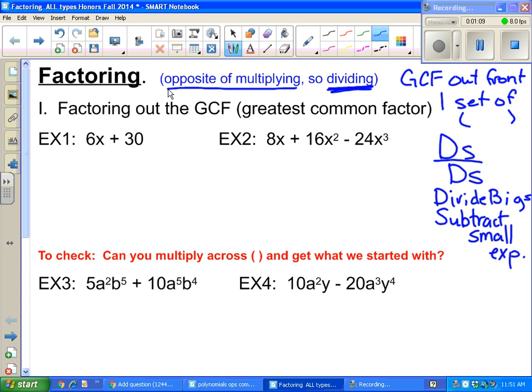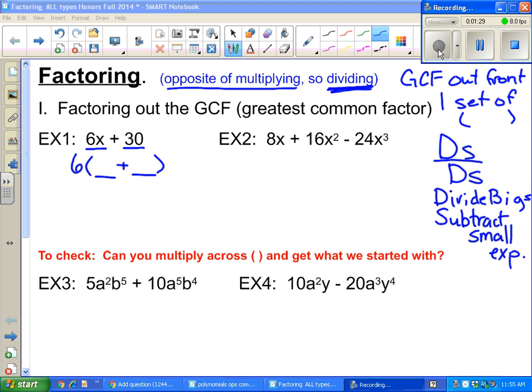Jumping into number 1. If I look at 6x and 30 and I ask myself what number goes into 6x and also goes into 30, the answer is 6. So I'm going to put that out front, and I'm going to have one set of parentheses. And I need to realize that if I have two things in parentheses with a plus sign in the middle, I'm going to end up with two things in parentheses with a plus sign in the middle.